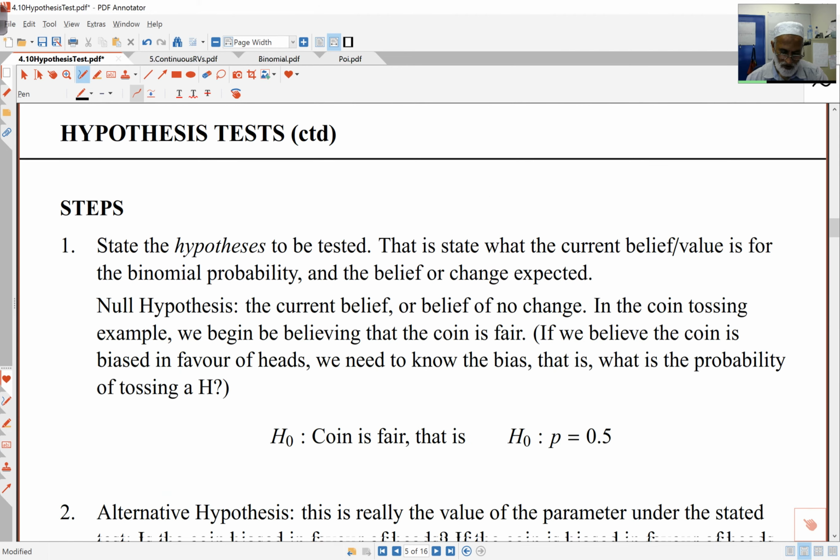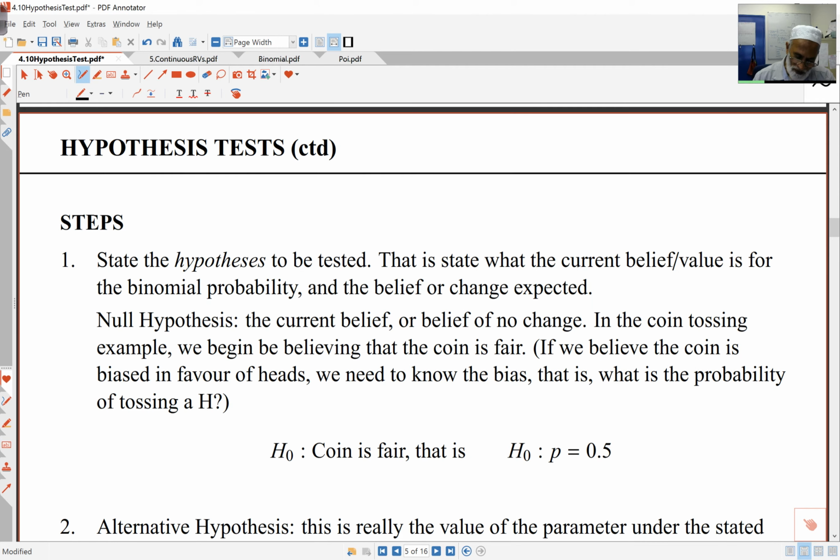The next step is stating hypotheses. So there are 2 hypotheses that we will state. The first is the null hypothesis, and that essentially states the current belief, or the belief of no change, the default position, if you like. So in the coin tossing example, there's no reason to believe the coin is unfair. So we start off by believing the coin is fair. In other words, that means the probability of heads is 0.5.